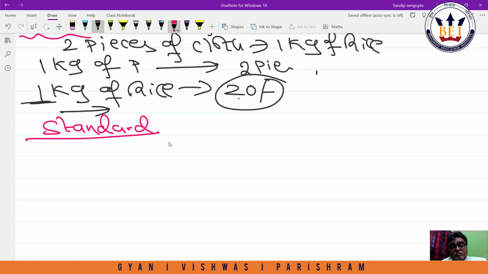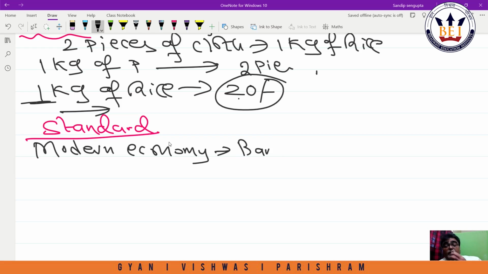Second is standard. So how can one explain that? In a modern economy, what is happening? All good transactions are there, like banking transactions, like loan transactions.